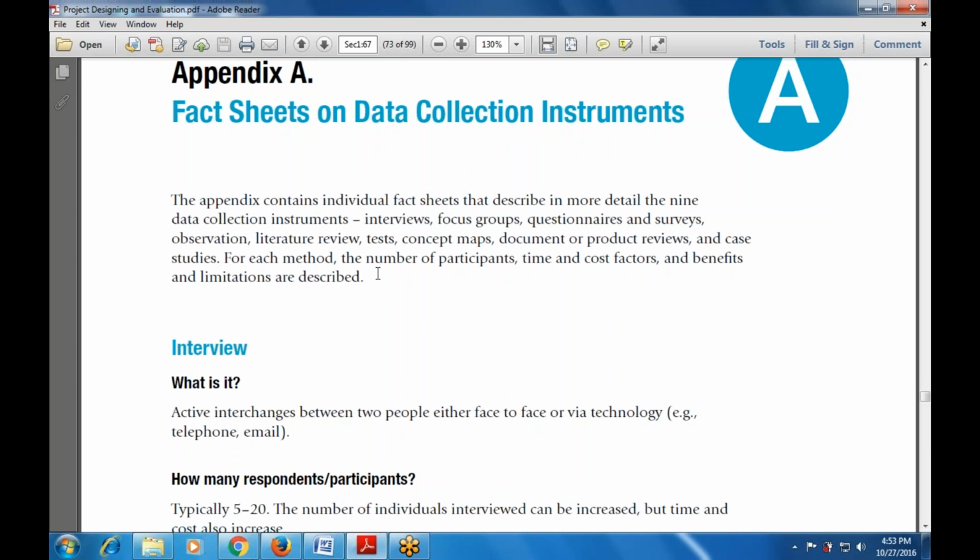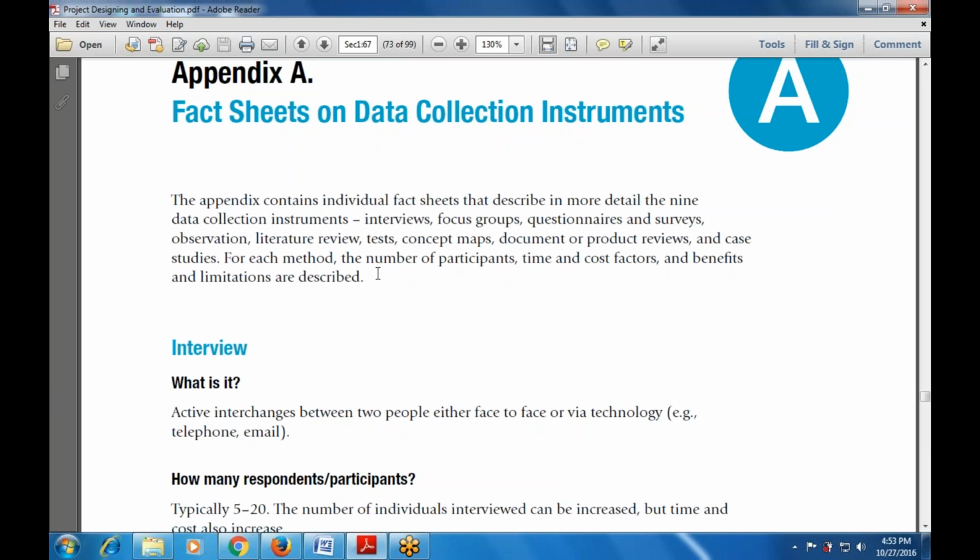So that is how to describe the various data collection instruments. For each method, the number of participants, time and cost factors, and the benefits and limitations are described over here. So whatever the tool, whatever the benefits.